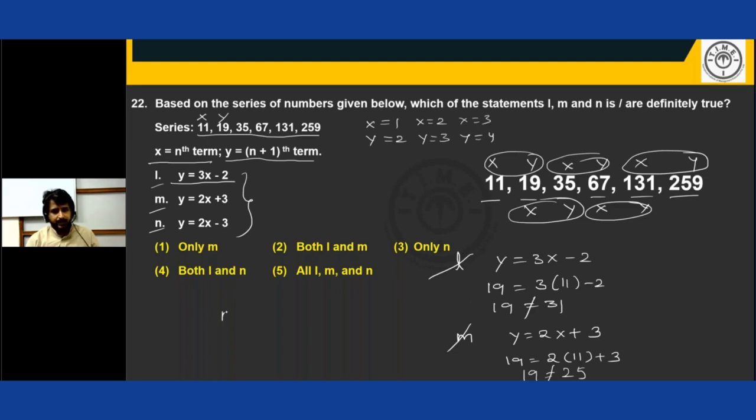Let's check the N. N is y equal to 2x minus 3. What is y? 19. 2 into x, which is 11, minus 3. So 2 into 11, 22 minus 3, 19. 19 is perfectly matching with 19. So only which is correct? N. Only N is correct.